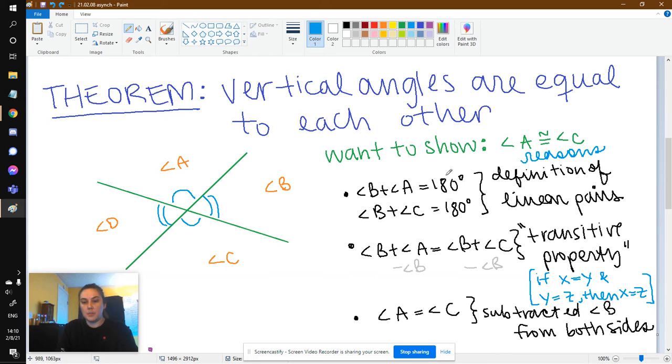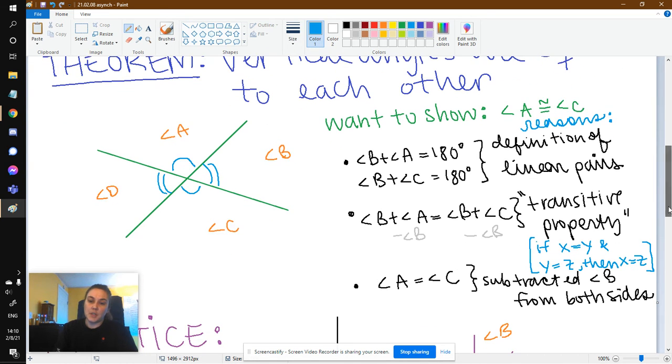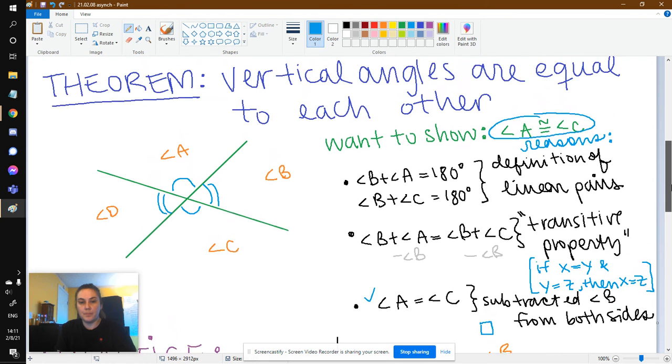So we get to say, because these two things are equal to 180, we just get to set these equal to each other. And again, if we want to give the reason, it's because of the transitive property. And now we do some Algebra 1 skills. We subtract B from both sides and are just left with A equals C. And then we're good because we wanted to show that A equals C, and we got there. So that is a finished proof. We can put this little box. It means finished proof.